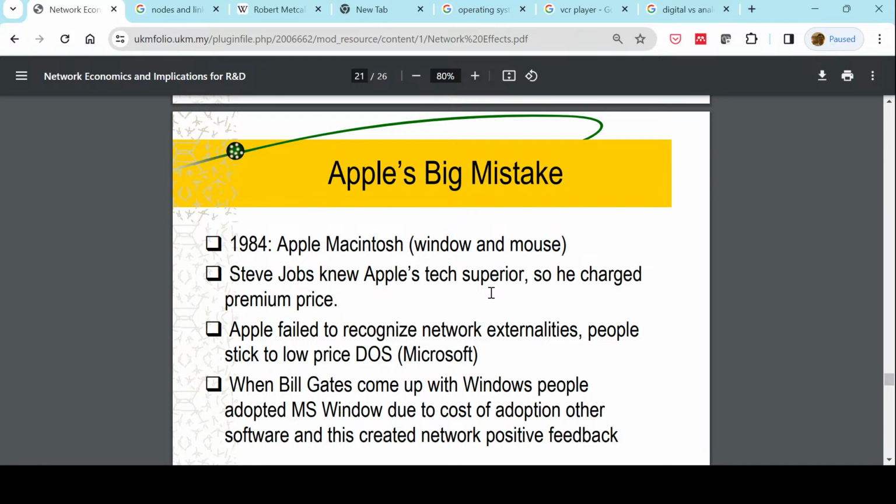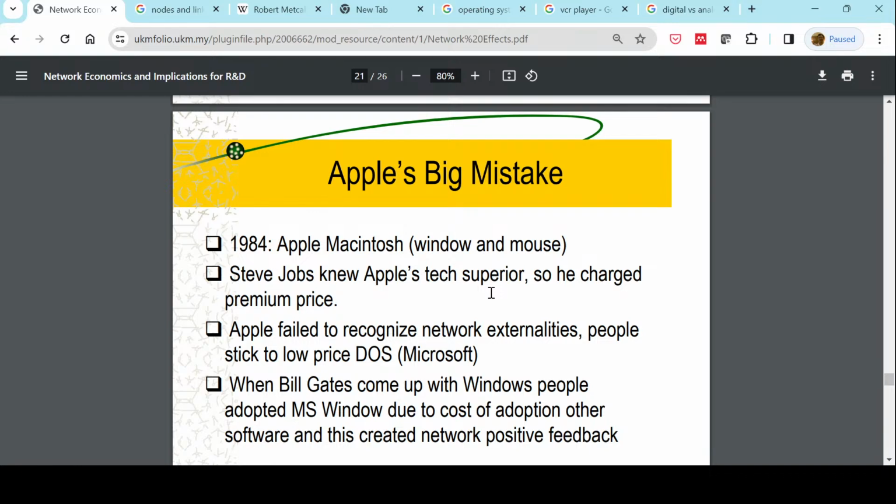Apple introduced window and mouse. Steve Jobs knew Apple's tech is superior, so he charged a very high, premium price. So people will not buy at a high price. Apple failed to recognize the network externalities working against them. So people stick to the low price DOS, which is Microsoft. The more people buy PC with Microsoft, the more people buy PC with Microsoft, so fewer people buy Apple PC.